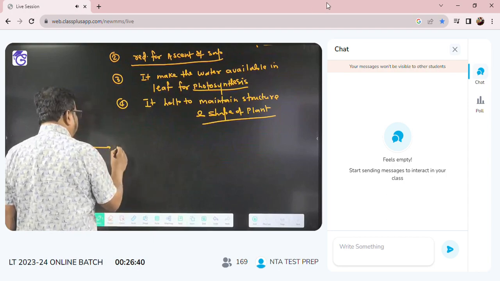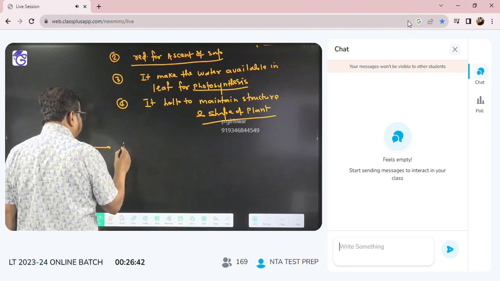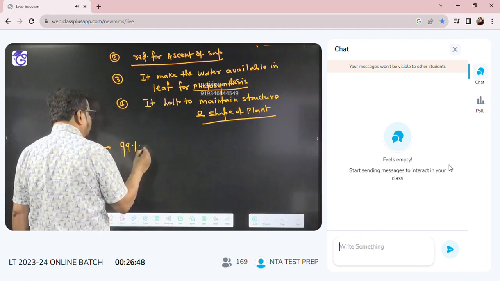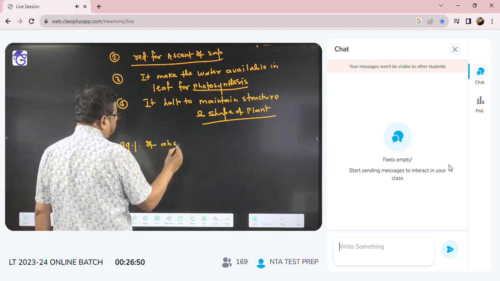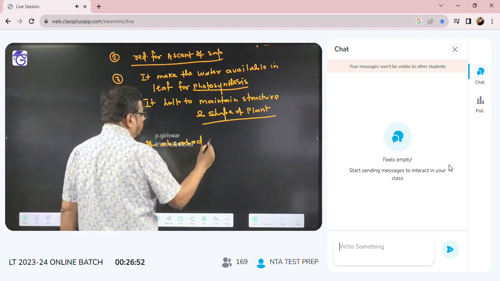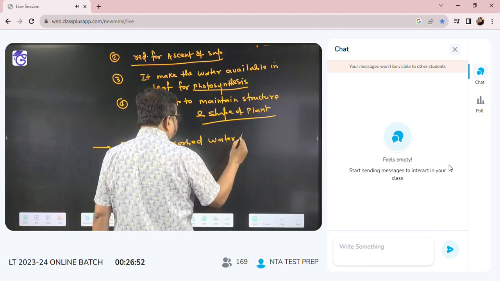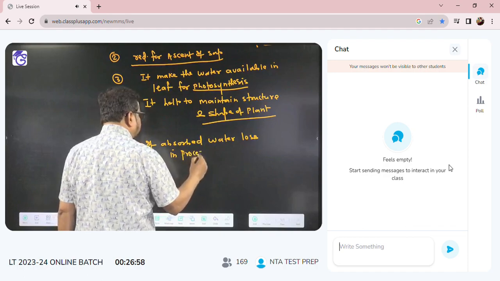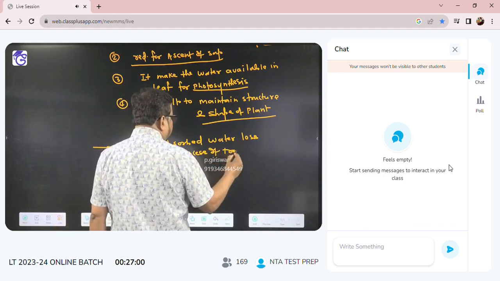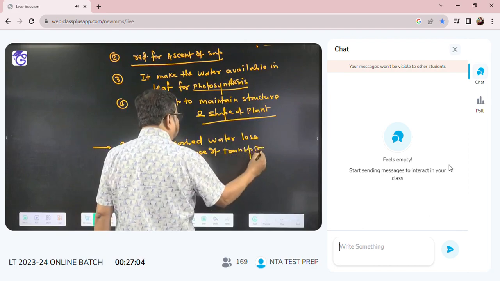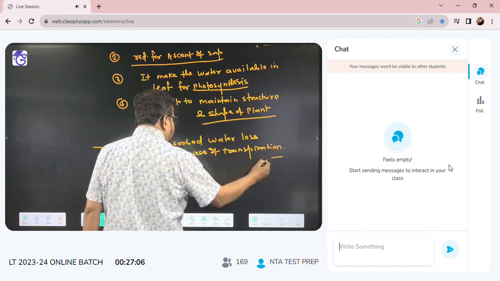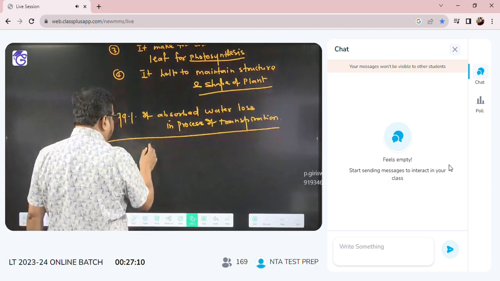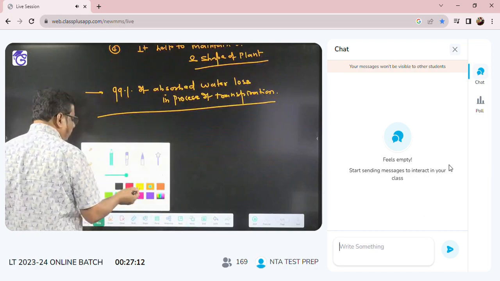And I already told earlier also, around 99% of absorbed water is lost in the process of transpiration, as already told in the last class. These are the things I wrote right now, which we already discussed in the last class. Now I am telling what is written next in NCERT in this paragraph.